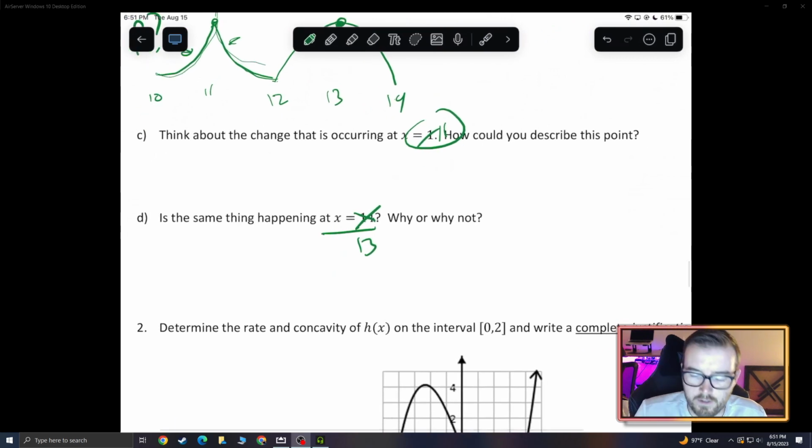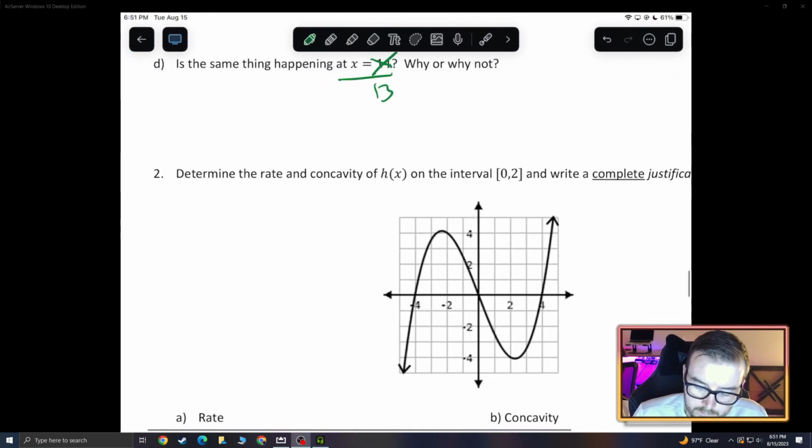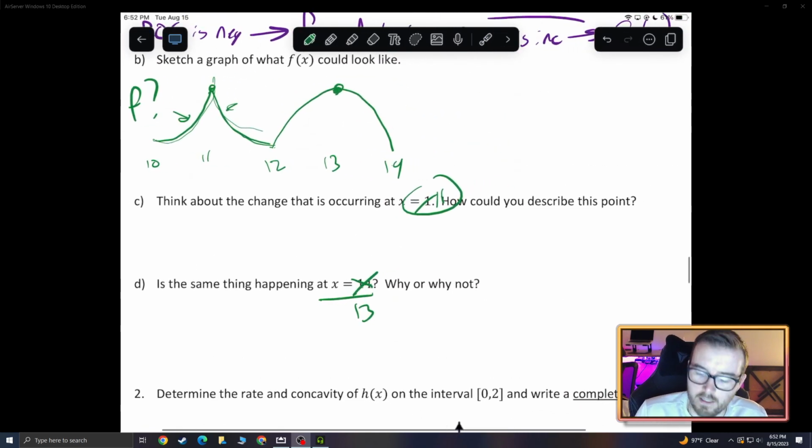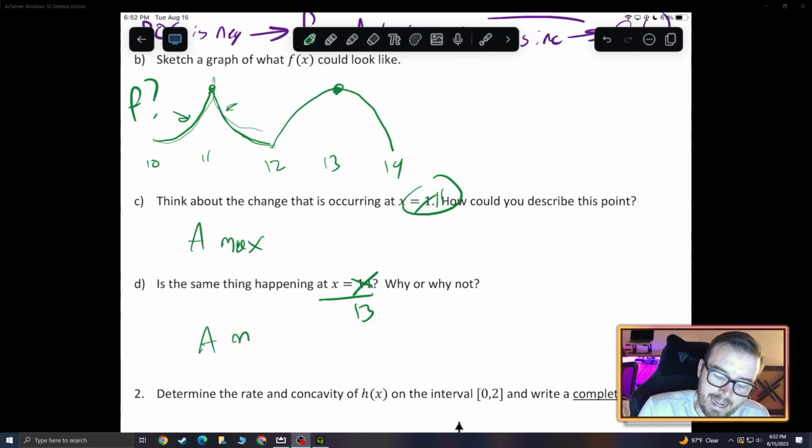I'll just let you hold on to that for a second. Oh, we're switching problems. Okay, I won't let you hold on to it for a second. What's happening there? They both appear to be a maximum of some kind. They're both high points.